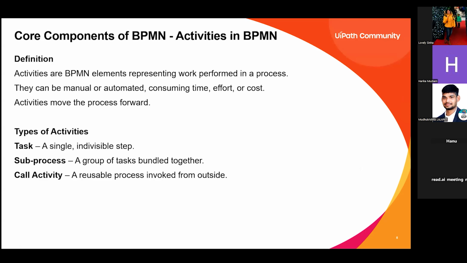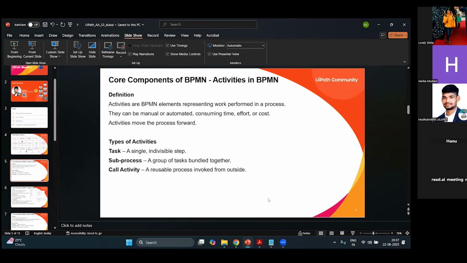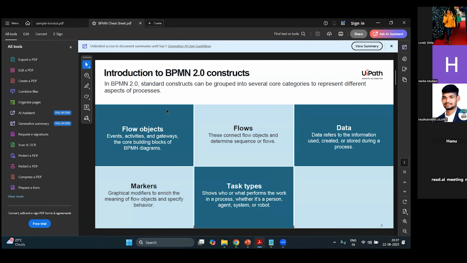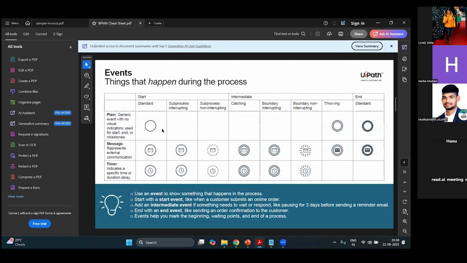So next, to start with the Maestro part, we need to understand the basic concepts of BPMN. What are the elements of BPMN, or the core components of BPMN? Now let's dive into the concept of activities. In BPMN, if you have referred to the chat, I already shared the cheat sheet. These are the common things we'll have in BPMNs. We'll have activities, flows, markers, gateways, events, and then task types.